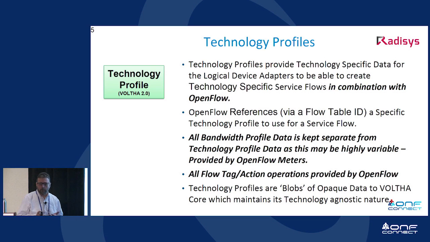and features that the operators are looking for. So I can define a best effort service with a peak information rate, or I can define a service like VoIP with say an expedited forwarding service that has committed information rate. Combining technology profiles and what OpenFlow already has allows us to create a fully well-defined service.